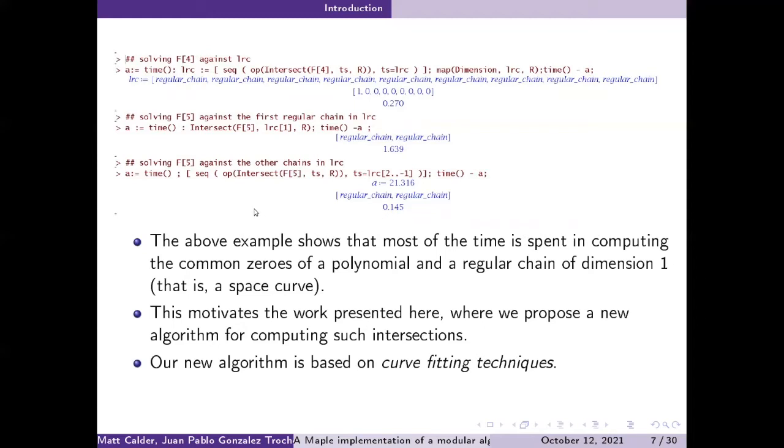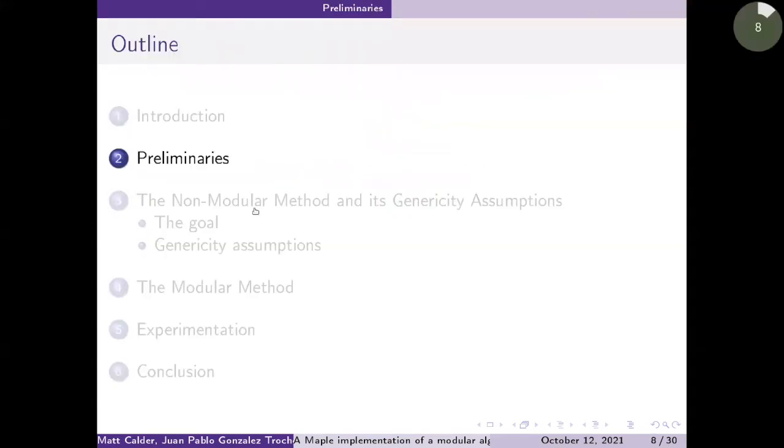The above example shows that most of the time is spent computing the common zeros of a polynomial and a regular chain of dimension 1. That is a space curve. This motivates the work presented here, where we propose a new algorithm for computing such intersection. Our algorithm is based on curve fitting techniques.